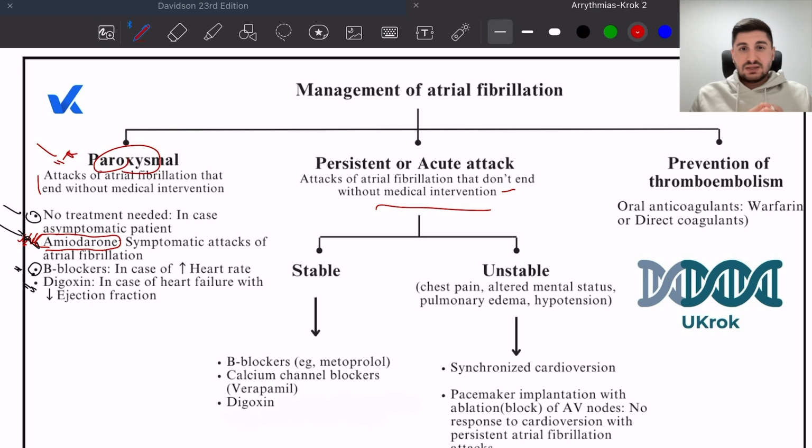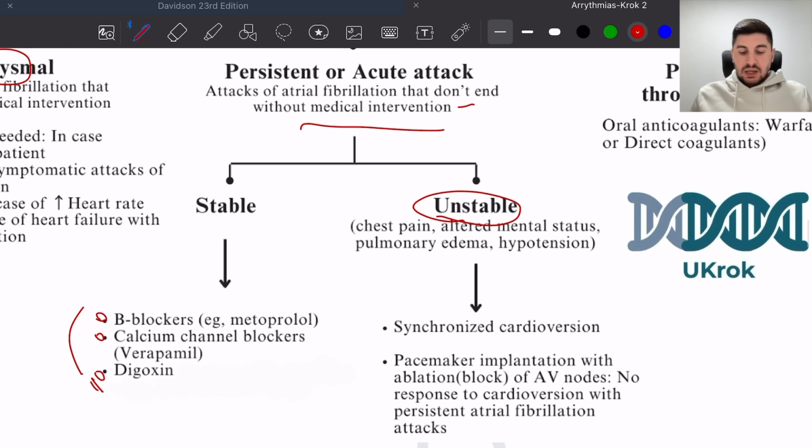If the patient is in stable condition but he's having this acute attack, then we will give him beta blockers, calcium channel blockers, and digoxin. This is in general, but in Krok they want you to know the unstable conditions. In case the patient has low blood pressure, chest pain, syncope, so pay attention with me. If it's an acute attack and we have these symptoms, then we use defibrillation. Synchronized cardioversion. This will shock the heart and force the atria to come back to the sinus rhythm.